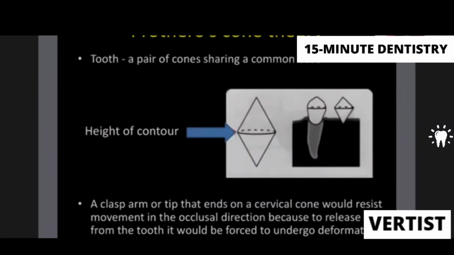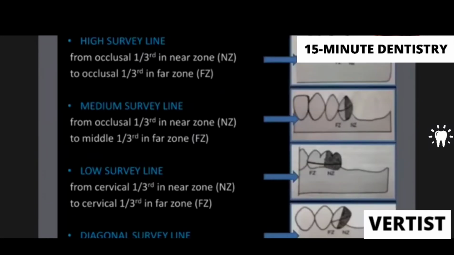Prothero's cone theory, very important again. It's a pair of cones which share a common base. That's your height of contour, and that's what is important. Prothero's cone theory is something, if you want a cutting edge in your answers, you need to mention these terms. Very, very important. Now, these are the different types of survey lines.